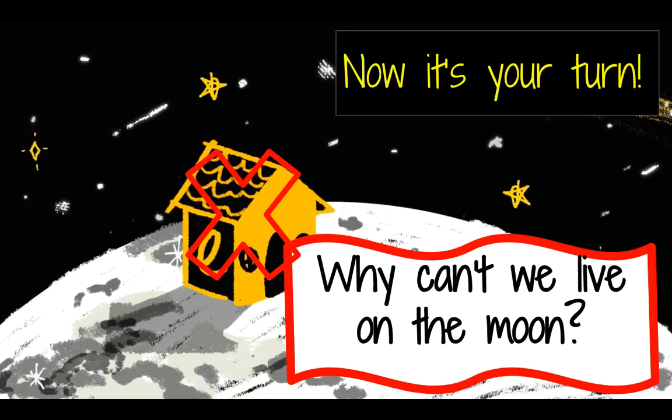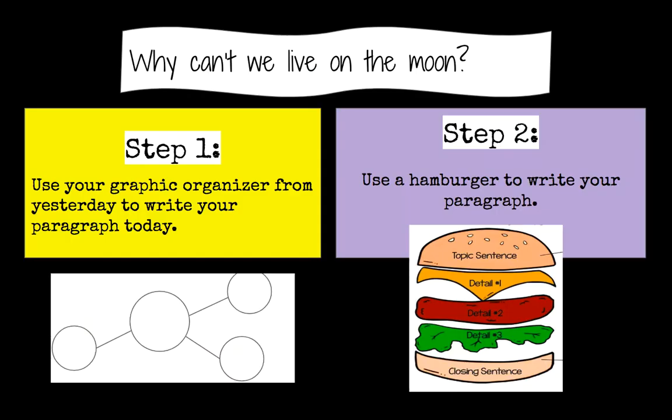Now it's your turn. Remember yesterday you filled out a graphic organizer about why can't we live on the moon? Well, today you're going to use that graphic organizer to write your paragraph. Why can't we live on the moon? Step 1. Use your graphic organizer from yesterday to write your paragraph today. If you don't have a picture of it saved, don't worry. You can just go into yesterday's writing assignment and pull it up.